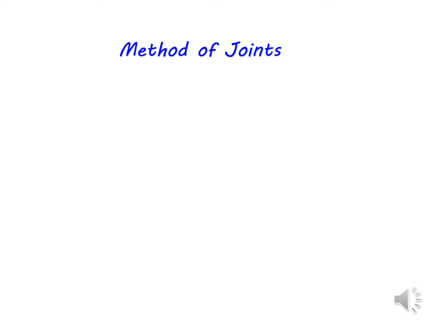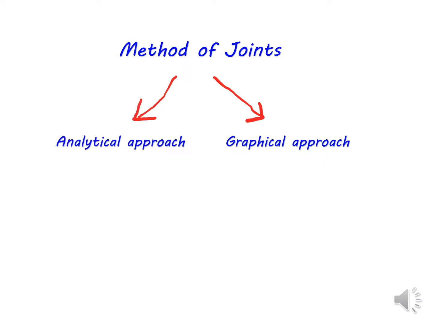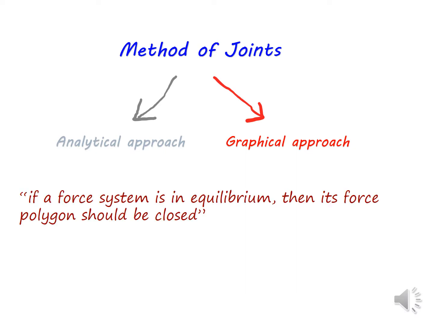When analyzing a truss using the method of joints, there are two different approaches we can follow. One is the graphical approach, the other one is the analytical approach. Here we are going to learn how to analyze the truss using the graphical approach. The key theory behind this approach is if a force system is in equilibrium, then its force polygon should be closed.